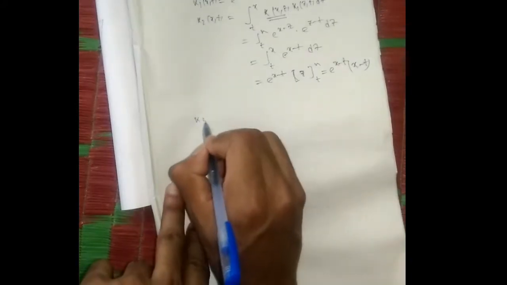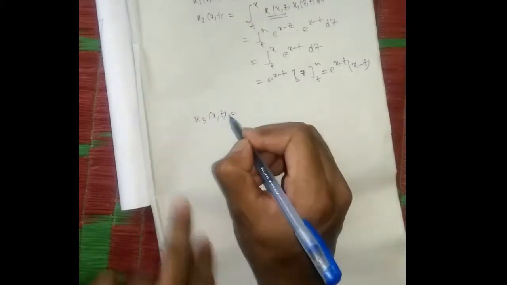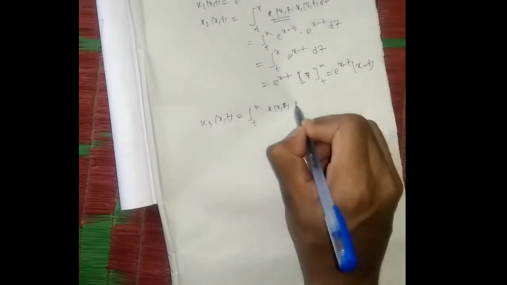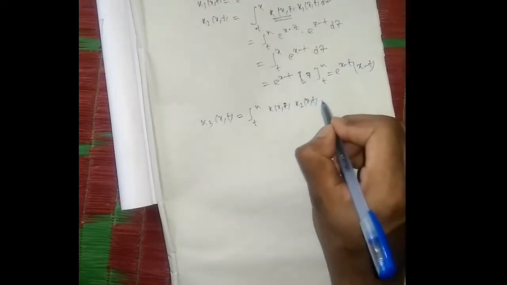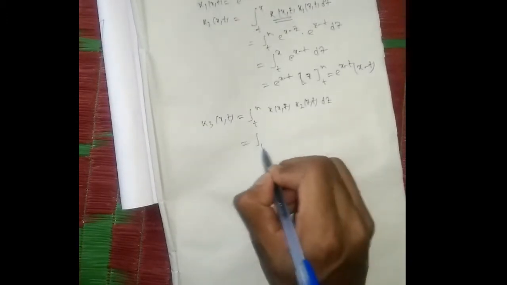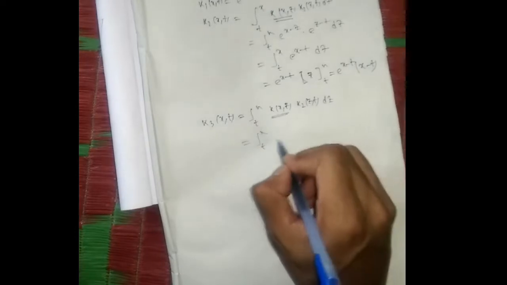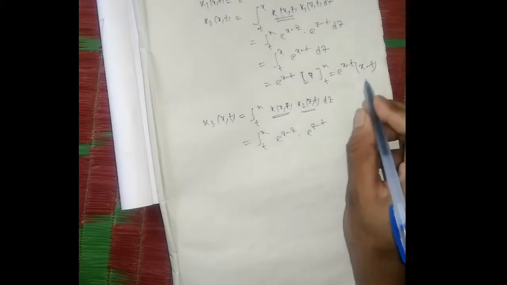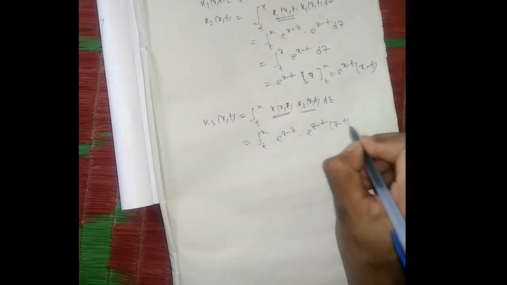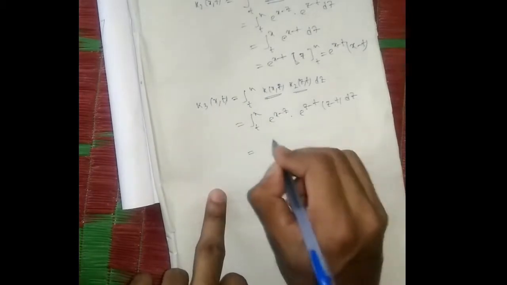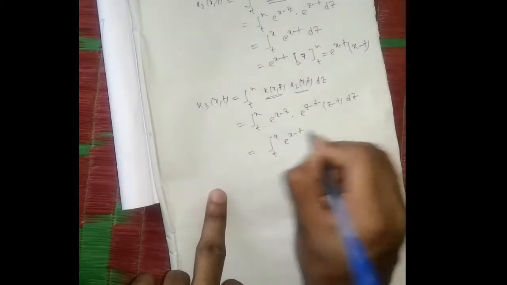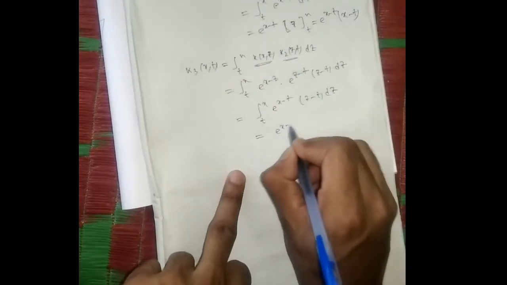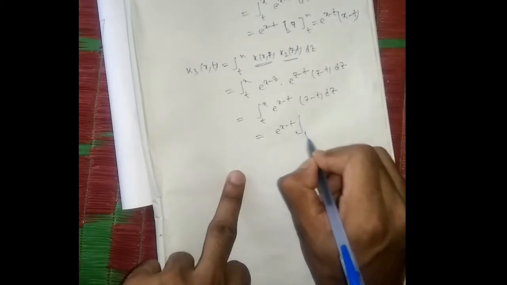Now k3 of x, t is integration over t to x of k of x, z and k2 of z, t dz. So this is integration over t to x of k(x,z), this is e to the power x minus z, and k2 is e to the power z minus t times (z minus t) dz. So this is integration over t to x of e to the power x minus t times (z minus t) dz. So this is expressed as this.